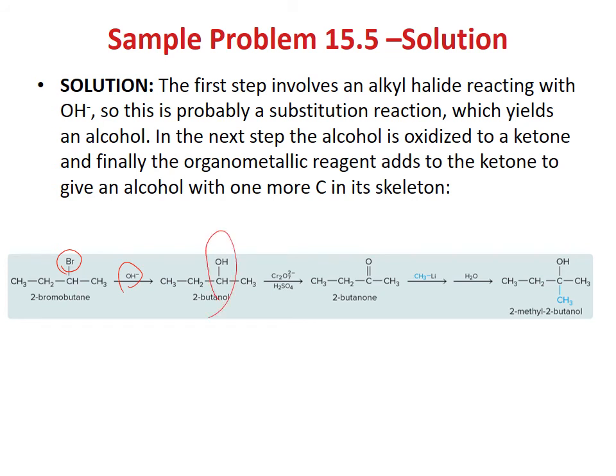Okay, next step is elimination, but also called oxidation. So this hydrogen and this hydrogen are eliminated, forming a C=O double bond. And the next step is the addition of the methyl group to the carbonyl carbon. So you can see it's an alcohol that becomes a larger molecule.